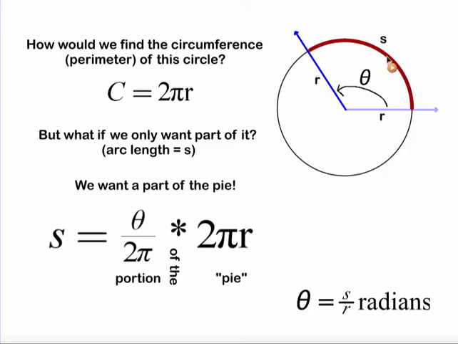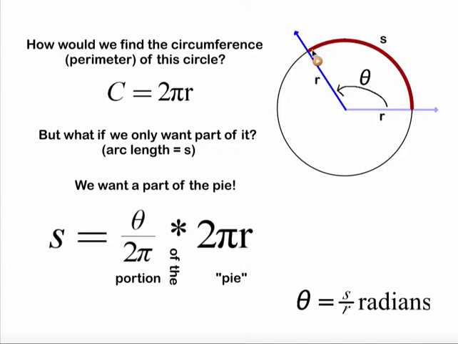If we were just talking about this entire circle, how would we find the circumference of the entire circle? Well, circumference is 2 pi r. But what if we only wanted this red portion? Well, that red portion, from geometry, we should know, directly corresponds to the central angle it's aligned with, so theta. So notice that theta is part of this entire circle.